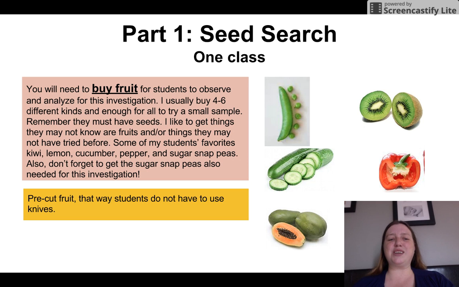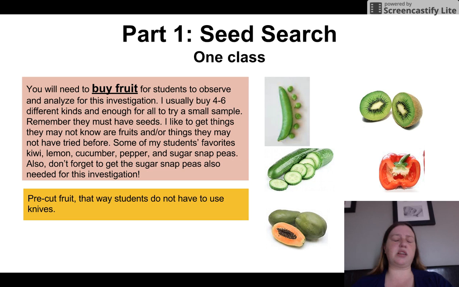I tend to get fruits that they may not think are fruits or ones that they have not tried before, more unique fruits. I try to steer away from apples or oranges, things that they probably eat on a regular basis. Some of my student favorites are kiwi, lemon, limes, cucumbers, peppers, and you also need the sugar snap peas. You're going to need that separate from the seed search investigation.